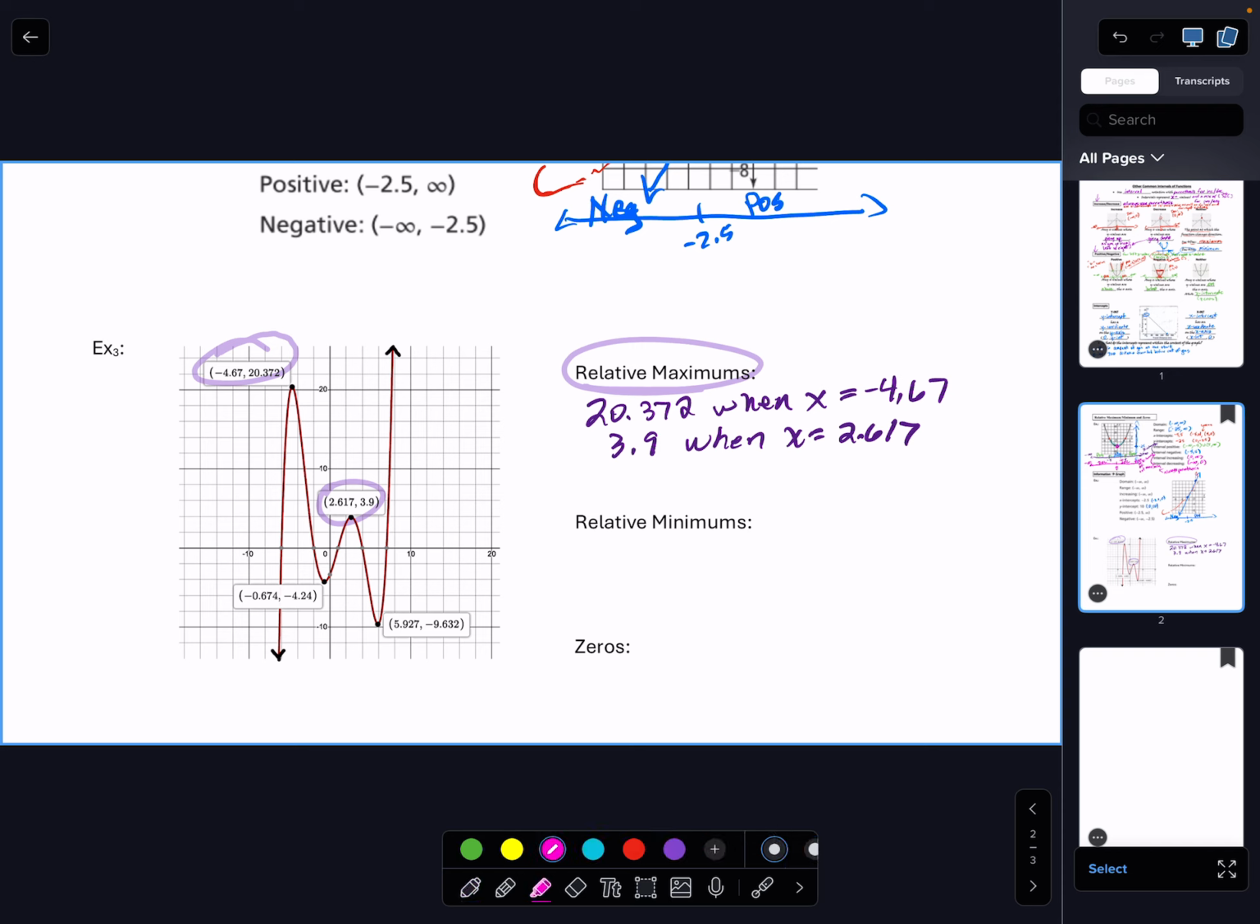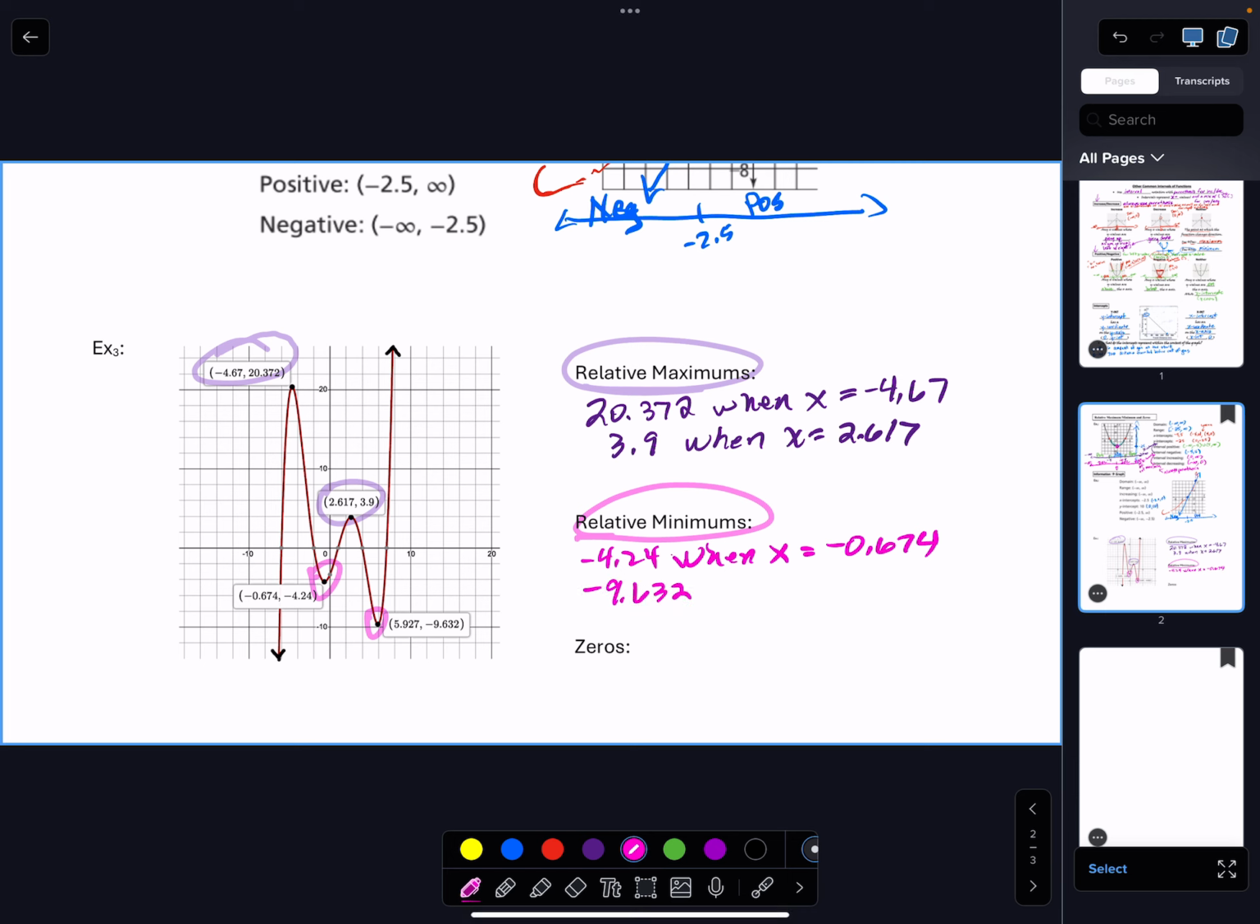All right, and then for relative mins, you have these 2 points. And so we have negative 4.24 when x is negative 0.674 and negative 9.632 when x is 5.927. Those are your relative mins. There isn't an actual max or an actual min because it goes to positive infinity and negative infinity.